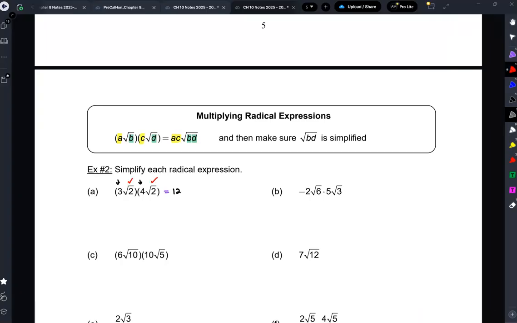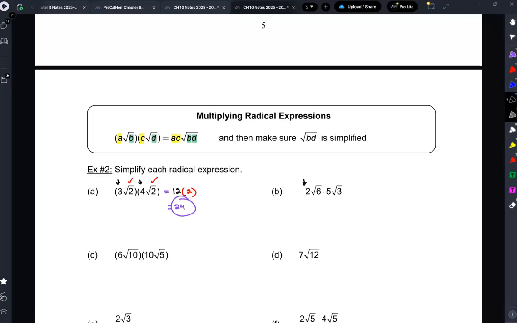Now, root 2 times root 2, how much is that? 2. So together, that's 24. Okay? Wait, is it not 12 square root of 2? No, it was the square root of 4.